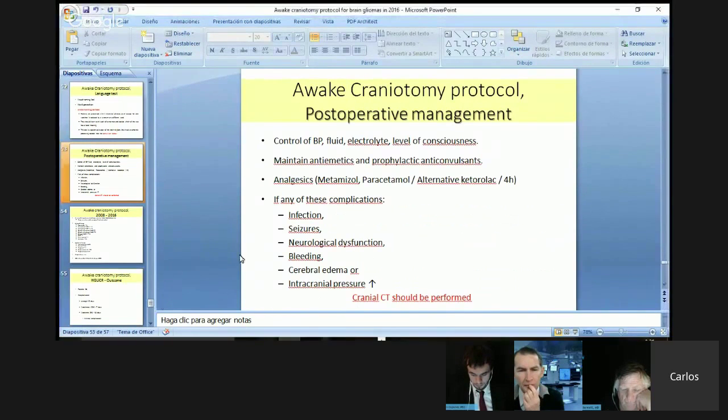In postoperative management, we need controlled blood pressure, electrolytes, and level of consciousness, and we maintain antibiotics, prophylactic anticonvulsants, and analgesics. If any complications occur, such as infection, seizures, neurological dysfunction, bleeding, cerebral edema, or increased intracranial pressure, cranial CT should be performed.